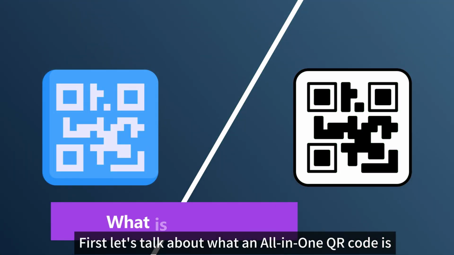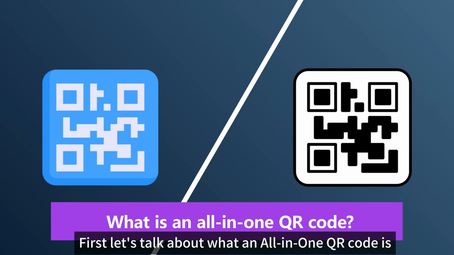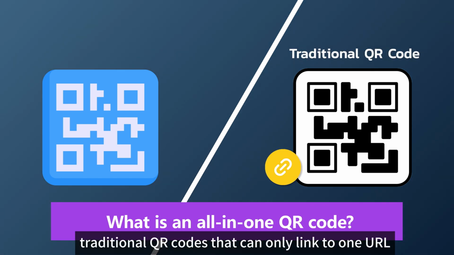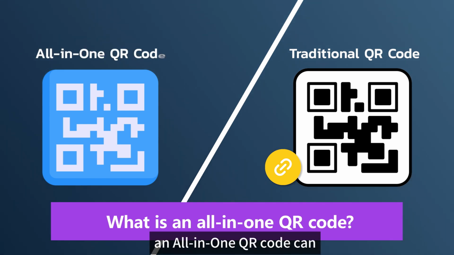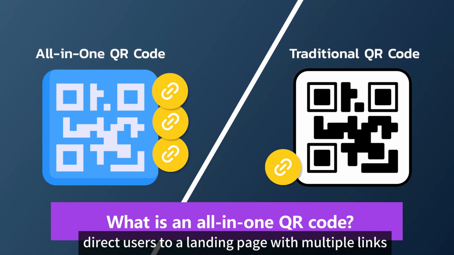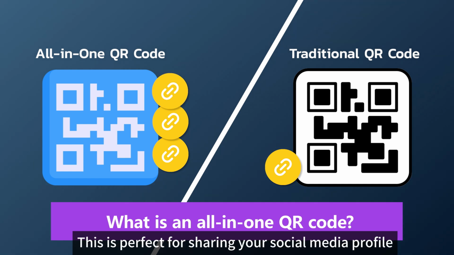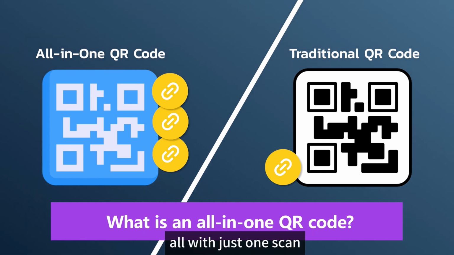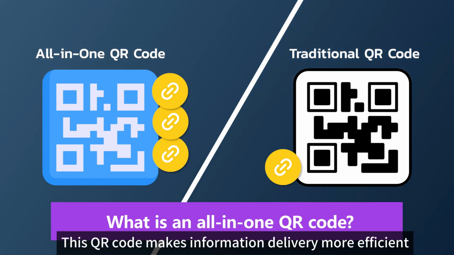First, let's talk about what an all-in-one QR code is. Unlike traditional QR codes that can only link to one URL or information, an all-in-one QR code can direct users to a landing page with multiple links. This is perfect for sharing your social media profile, contact information, and more, all with just one scan. This QR code makes information delivery more efficient.